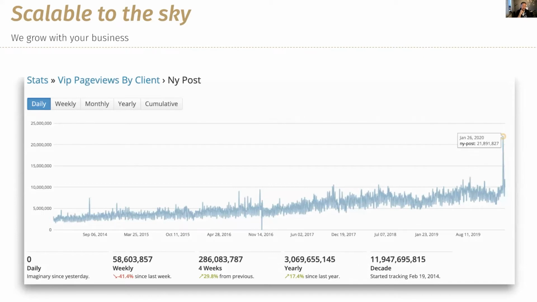One of our larger customers is New York Post. And they started off with about 2.5 million page views per day when we first started working with them back in the mid-2010s, growing up to about 10 million page views per day. And then one day last year, they had that huge spike you can see at the end where it doubled in size, over 20 million page views compared to 10 normally.